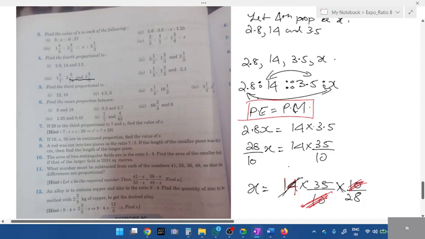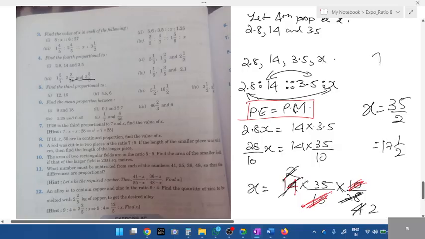How many times does it go, students? 7 twos are 14. 2 ones are 2. What is the value of x? 35 divided by 2. Convert into a mixed fraction. You should get 17 1 by 2 or 17.5.